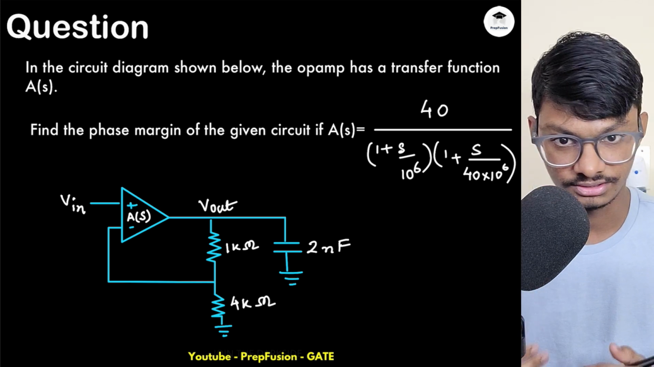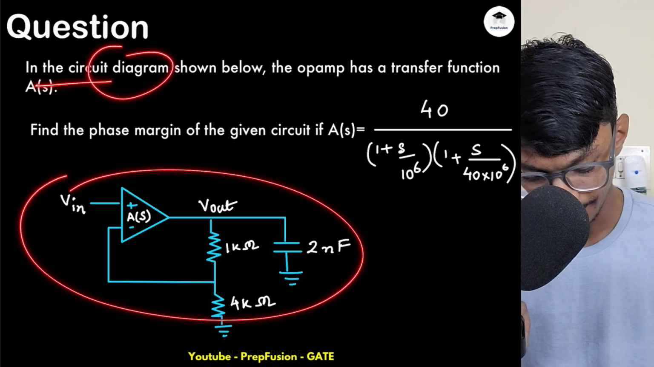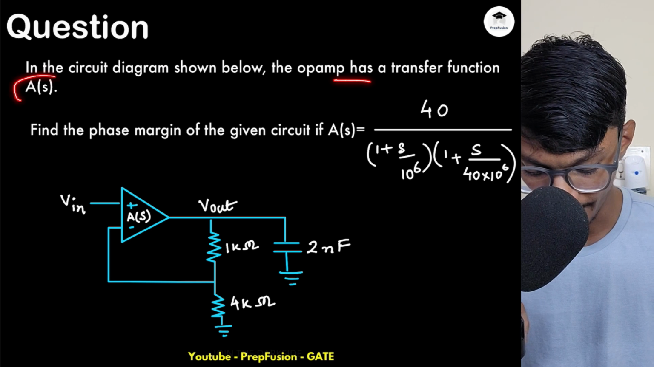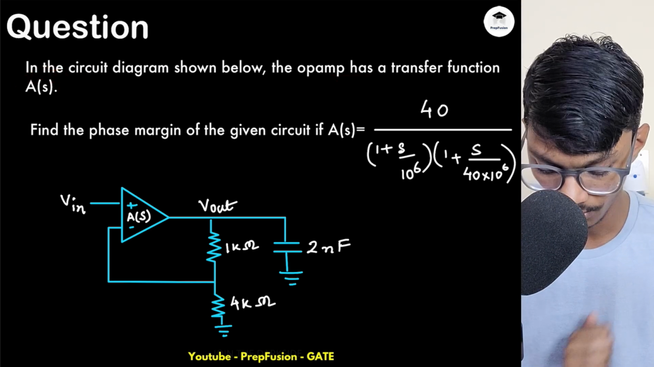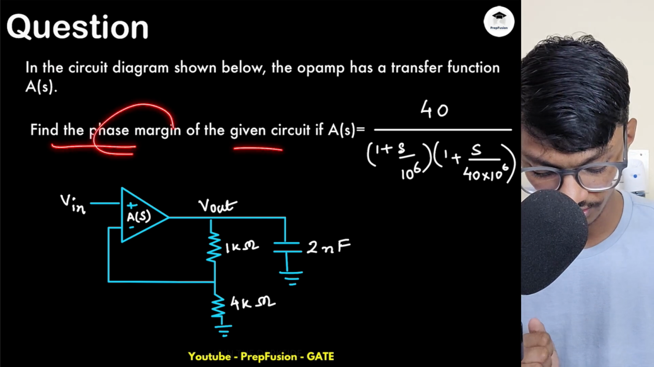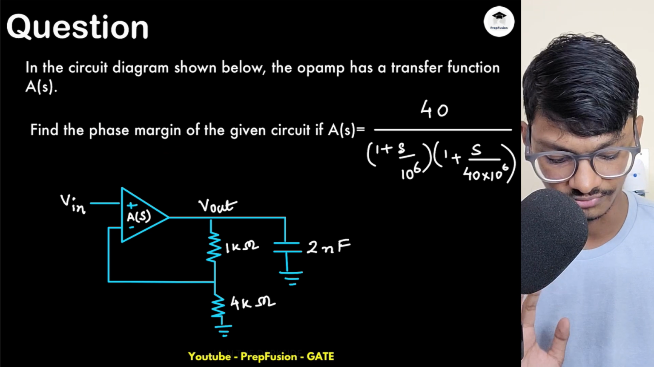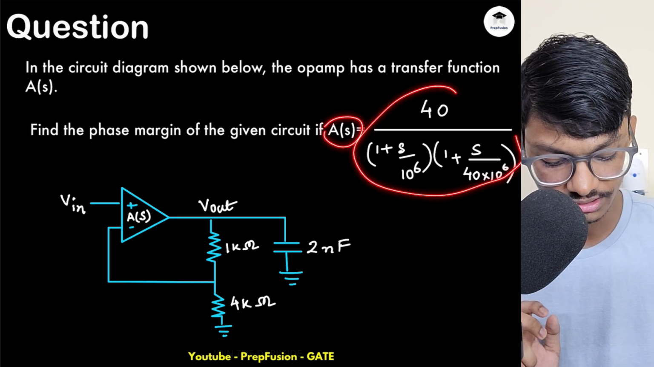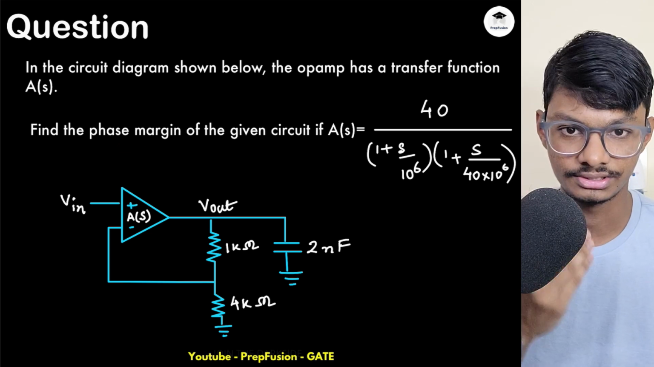So what is this question asking us? We have been given a circuit diagram, and they have told us the op-amp has a transfer function A of S. Basically, it is a function of frequency. Now we have to find the phase margin of the given circuit. If the circuit is arranged like this, we have to find the phase margin for the given circuit if A of S is somewhat like this. Okay, the phase margin is in degrees; I haven't mentioned it, but it is in degrees.